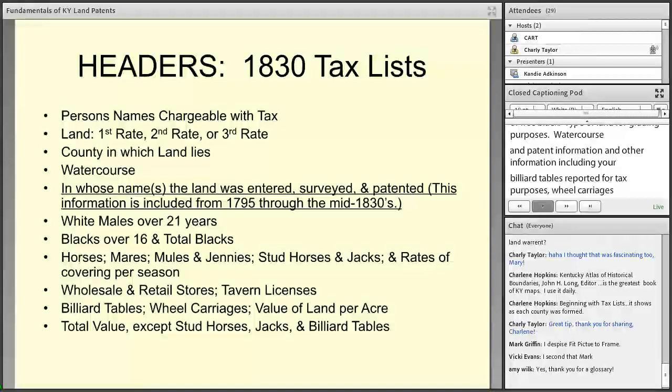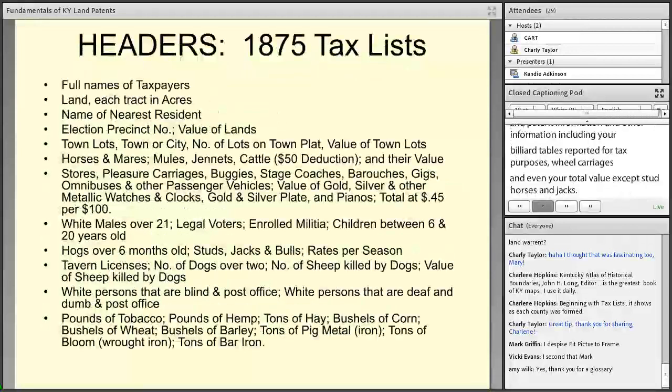You even had to pay taxes on the rate of covering. We're in Kentucky, so we all know what that means. All right, 1875, tax lists, the taxpayers, the tracts, the election precinct number. Look now at how many fields have been added. They had to report the value of their gold, silver, and other metallic watches and clocks, their gold and silver plate, and their pianos. Charlie, this is a good way to learn the demographics of your county.